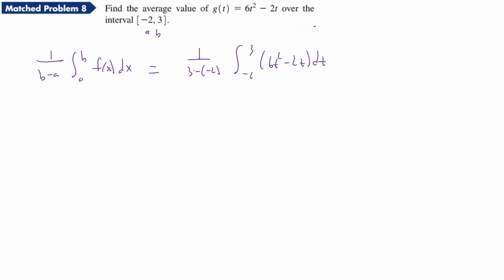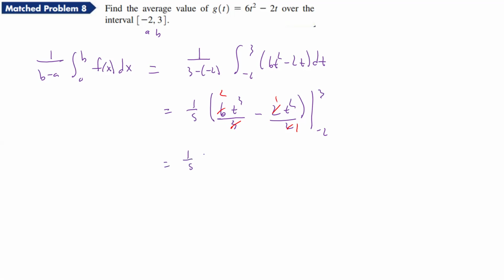All right, well, that's 1 over what? 3 minus minus 2 is 5, so that's 1 over 5. And so then that's going to be times what? Well, this is going to give us 6t to the third over 3 minus 2t squared over 2. And then we're going to evaluate that and we're going to go from minus 2 to 3. All right, so let's simplify some of this because 3 will go in here twice. Those will both become 1. And so that'll help us a little bit.